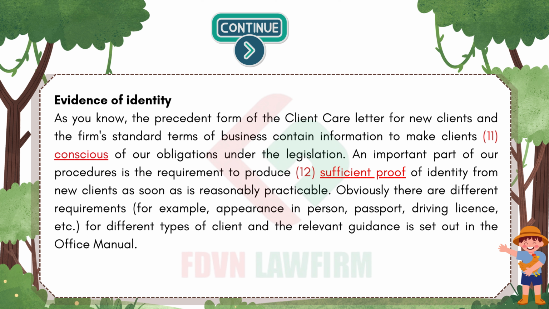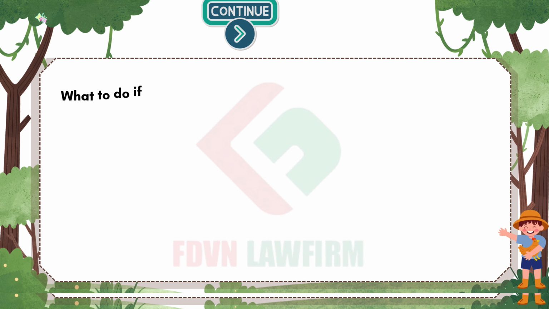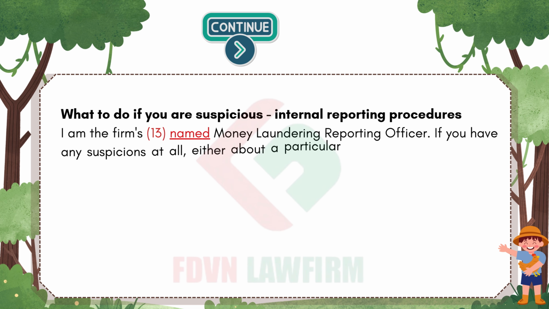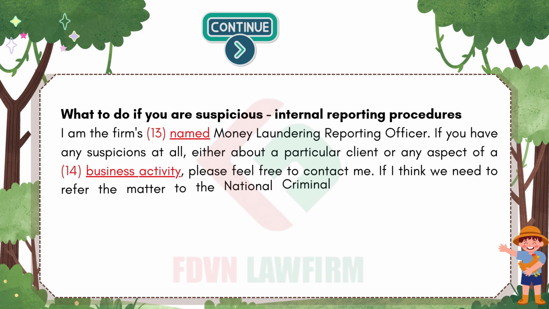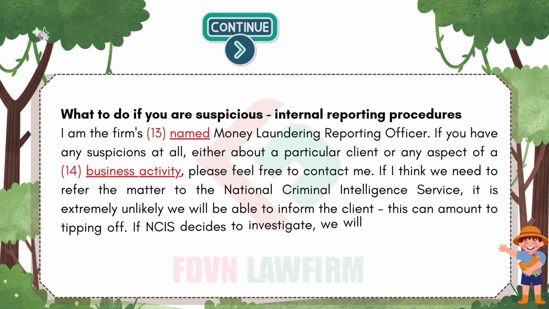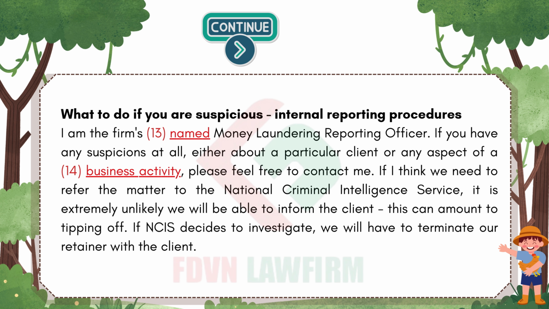An important part of our procedures is the requirement to produce 12. sufficient proof of identity from new clients as soon as is reasonably practicable. Obviously there are different requirements, for example, appearance in person, passport, driving license, etc., for different types of client, and the relevant guidance is set out in the office manual. What to do if you are suspicious. Internal reporting procedures. I am the firm's 13. named money laundering reporting officer.